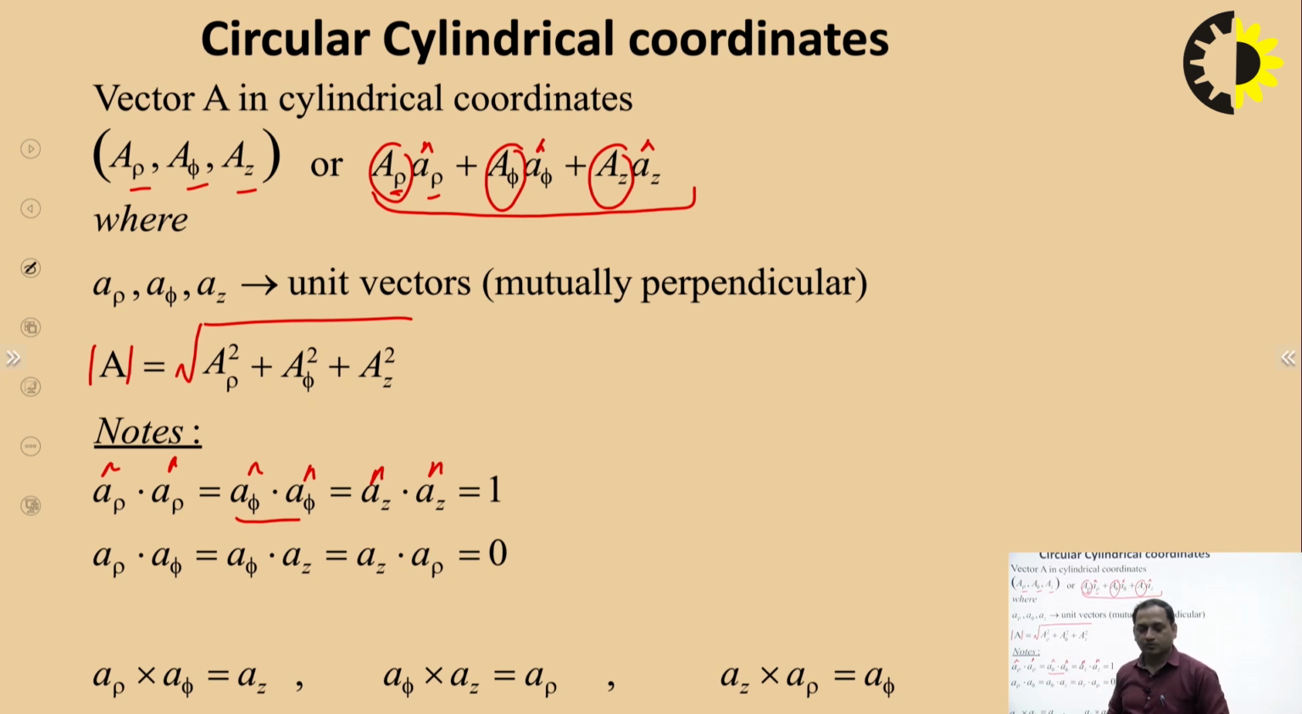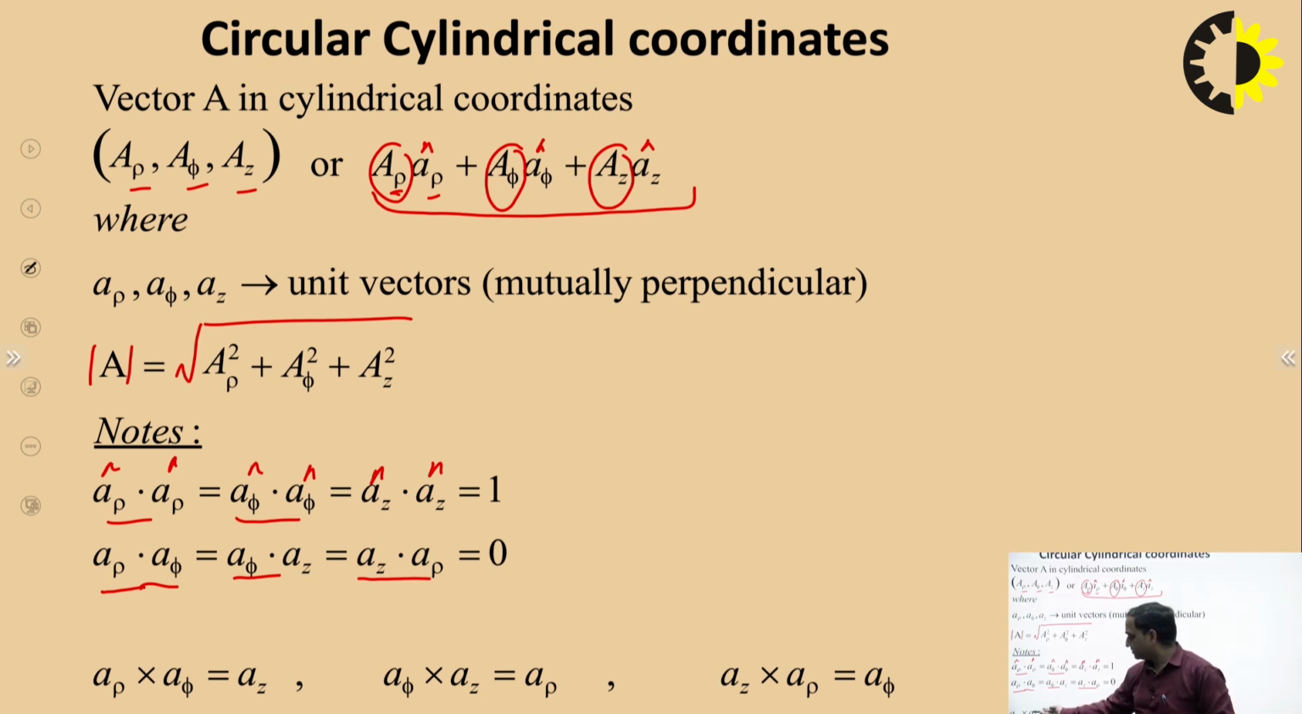Because these are orthogonal coordinate systems. So in that case, as I said, orthogonal coordinate systems are those where the unit vectors are perpendicular to each other. That is why the dot product will be 0. Dot product with itself will be 1 and dot product with the other axis will be 0. Okay, so next is the cross product.